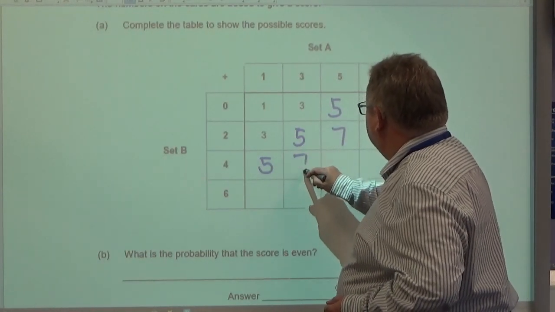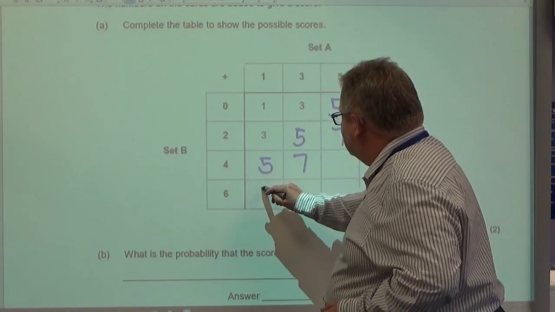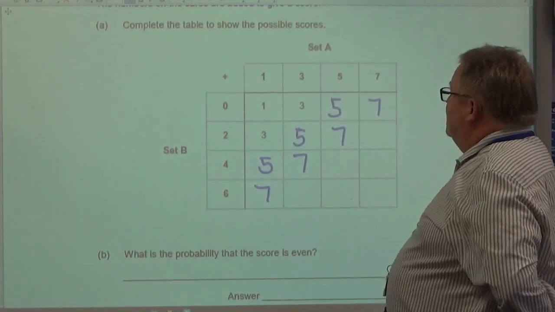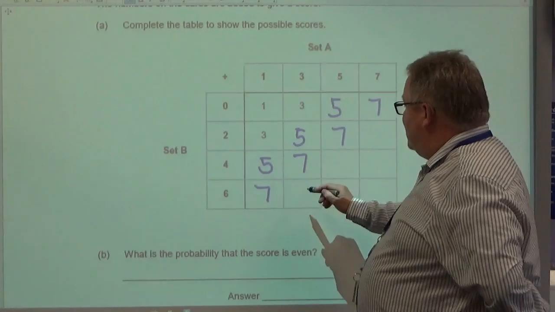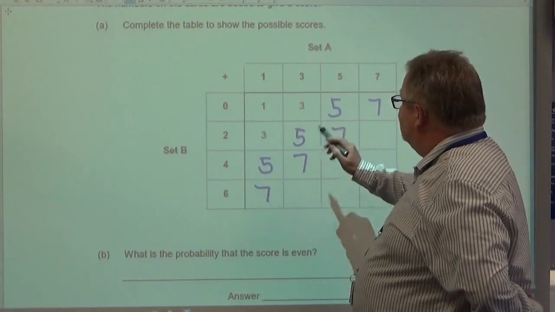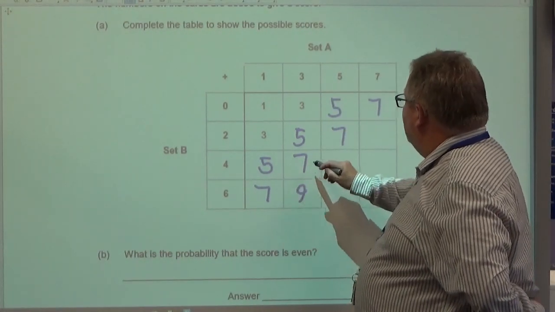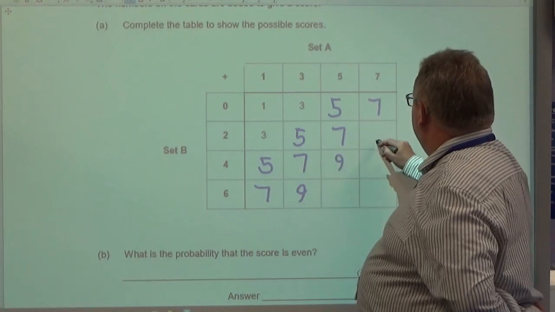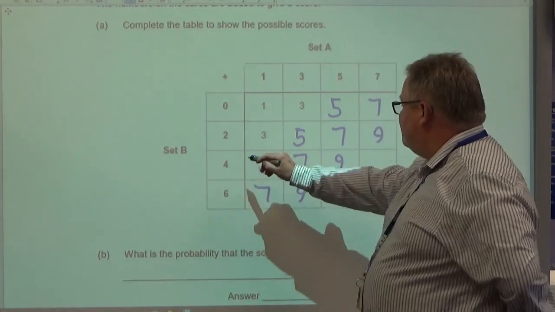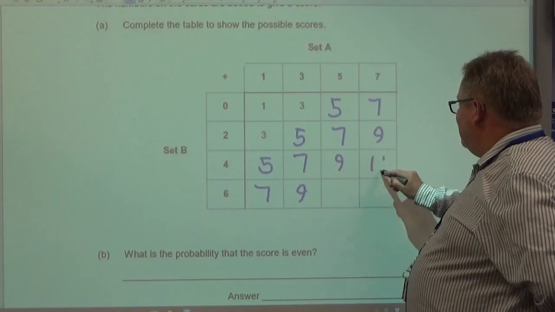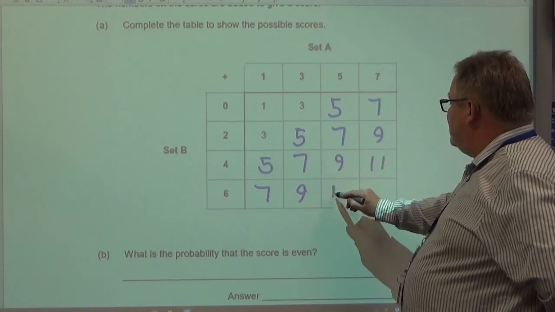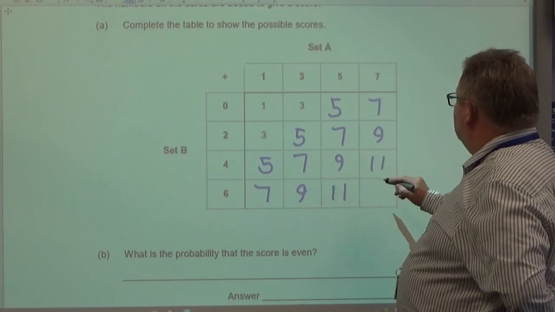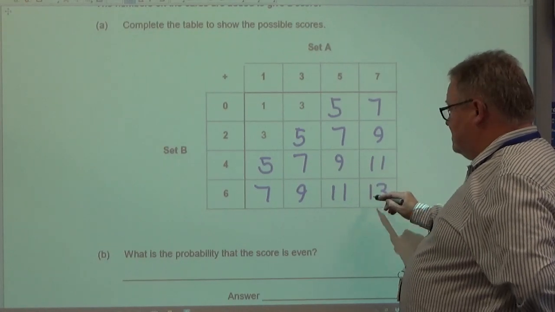And then 4 plus 3, 7, 1 plus 6, 7 there. So now we've got, sorry, that's the answer, 3 plus 6, which is 9, 4 and 5, 9 again there, 7 and 4, add those together, 11, again 6 and 5, 11, and then 6 and 7, 13.